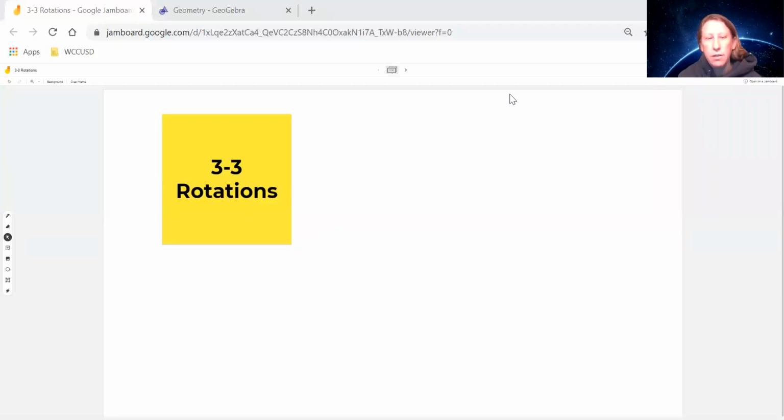Hello, students. We're doing a section on transformations. There are 3 transformations that maintain congruence, the rigid motions. The first was reflections, and we talked about translations. Now we're going to talk about rotations.